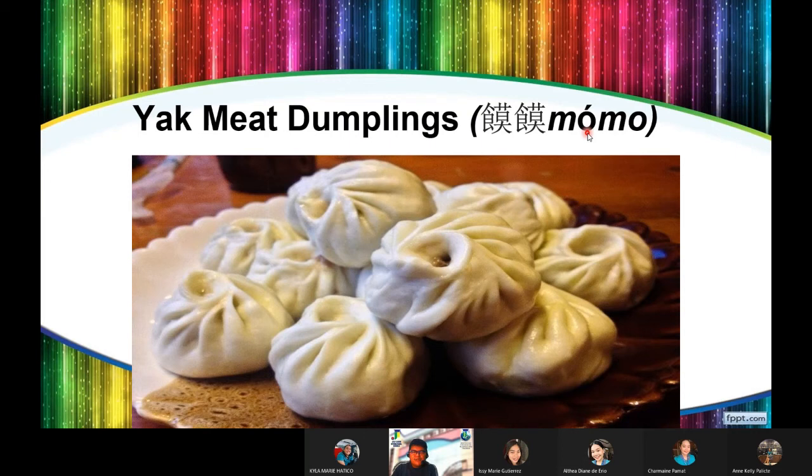It's like beef with a gamey smell, something like that. The texture is a bit different, and the yak is said to be a bit tough. It's usually served in Inner Mongolia, which is famous for these meat dumplings, and it's also served in Tibet and Xinjiang. Okay? Momo, yak meat dumplings.